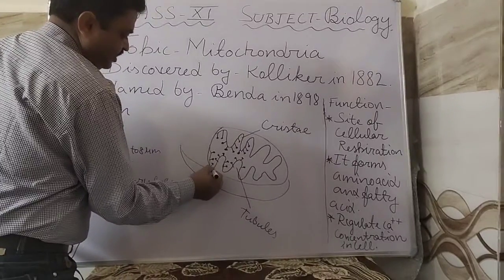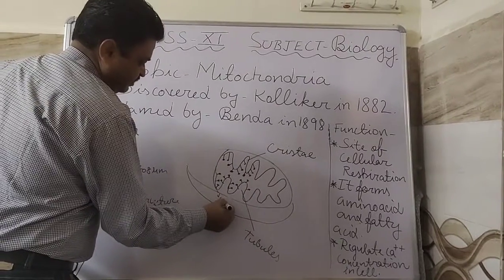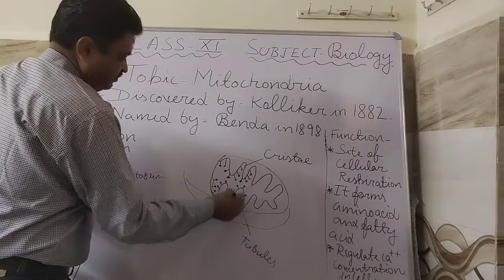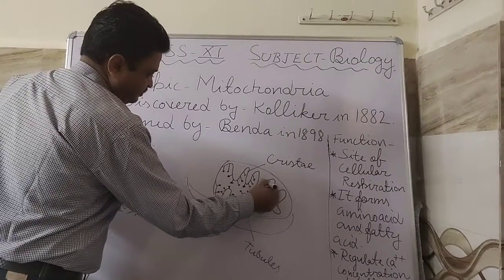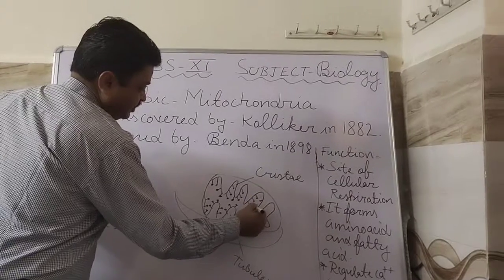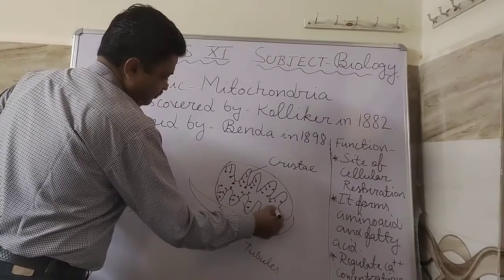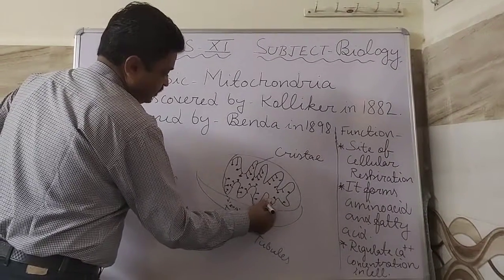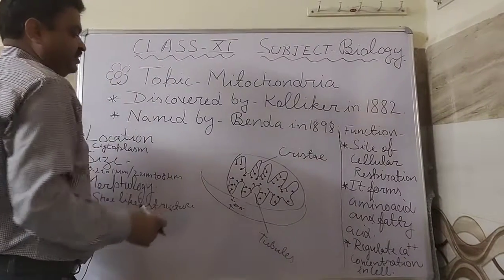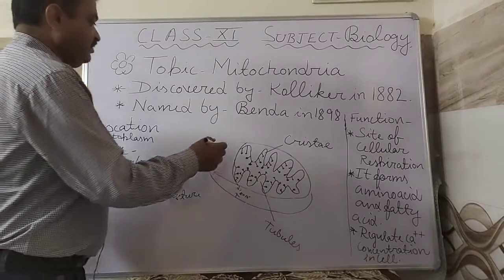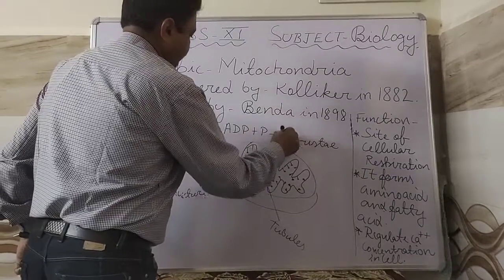Means these two membranes have a distance of around 80 angstrom. The main function of these F1 particles, student, is that they help in oxidation. That's why they are known as oxysomes. They help in oxidation, and they are the site of cellular respiration, and from here ADP is turned into ATP.